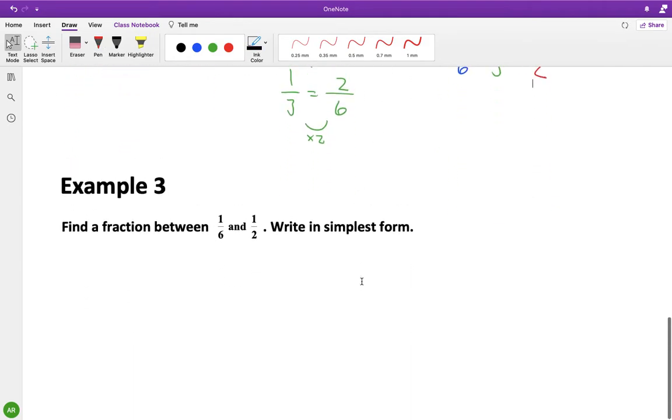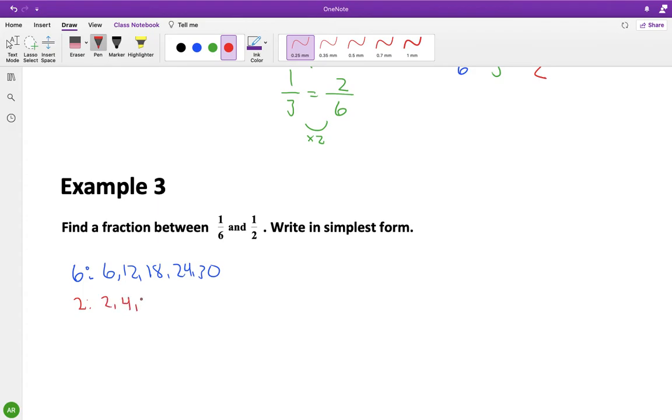All right, so find a fraction between 1/6 and 1/2. Now the reality is there's an infinite number of fractions between 1/6 and 1/2. We just need to find one. Okay, so I'm going to go ahead and list the multiples of 6. So 6, 12, 18, 24, and 30. You guys might be thinking, nah, Mr. Robinson, I already know what it is. Why are you listing these? That's fine. It's just good practice.